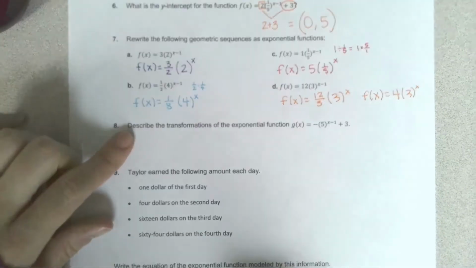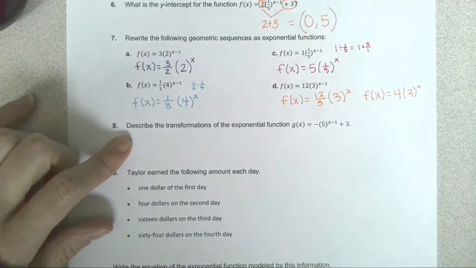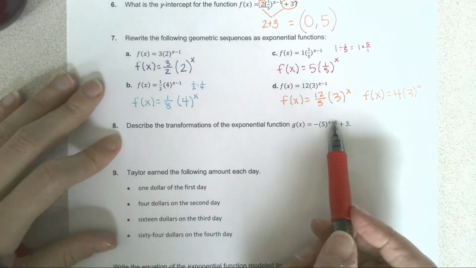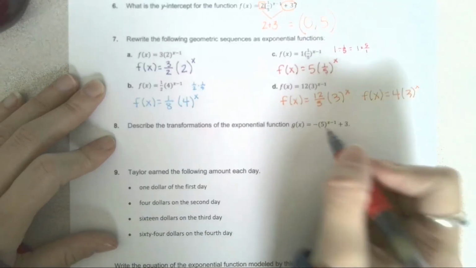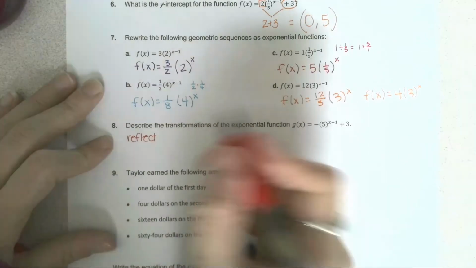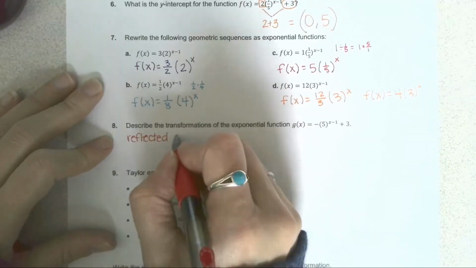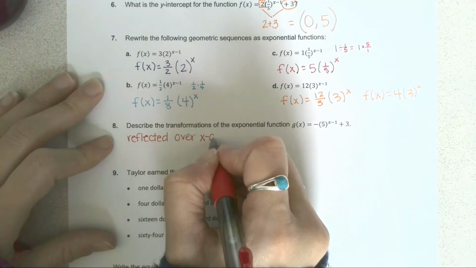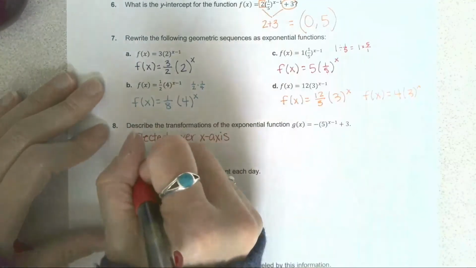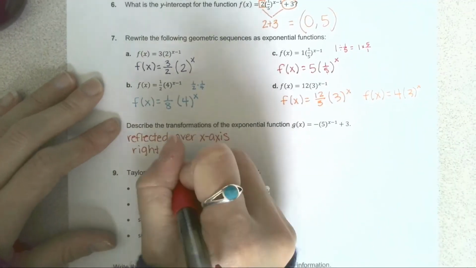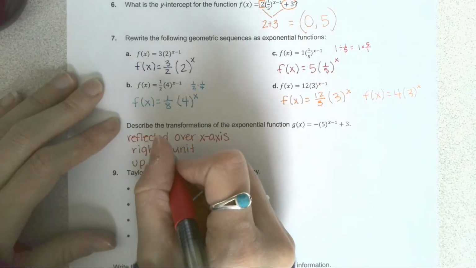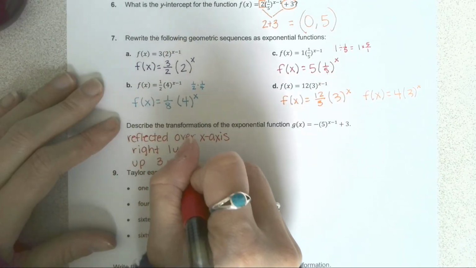Okay, number 8, describe the transformations of the exponential function g of x equals -5 to the x minus 1 plus 3. So first thing, we have a negative out in front, which means that this is reflected over the x-axis. The -1 inside of the exponent means that we are shifting it right 1 unit. And then the plus 3 at the end is up 3 units. And that's it.